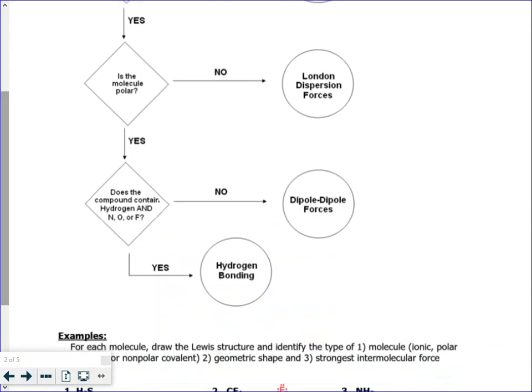Then, following the flow chart, does the compound contain hydrogen and H, O, or F? But be careful, remember the hydrogen has to be bonded to the H or the O or the F. It can't be bonded to something else and then have another one of those atoms in the molecule. So, if it doesn't have H-FON in there, it's automatically the strongest force is going to be dipole-dipole. And if it does have H-FON in there, the strongest force that it contains is hydrogen bonding.